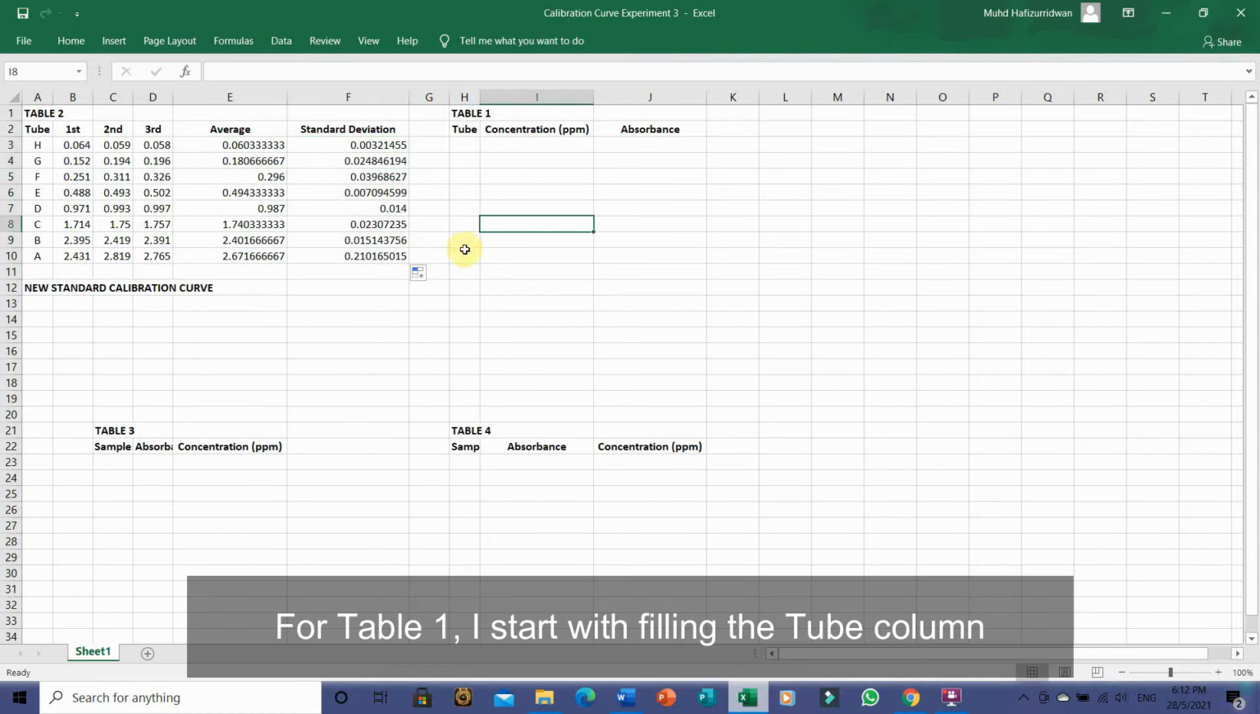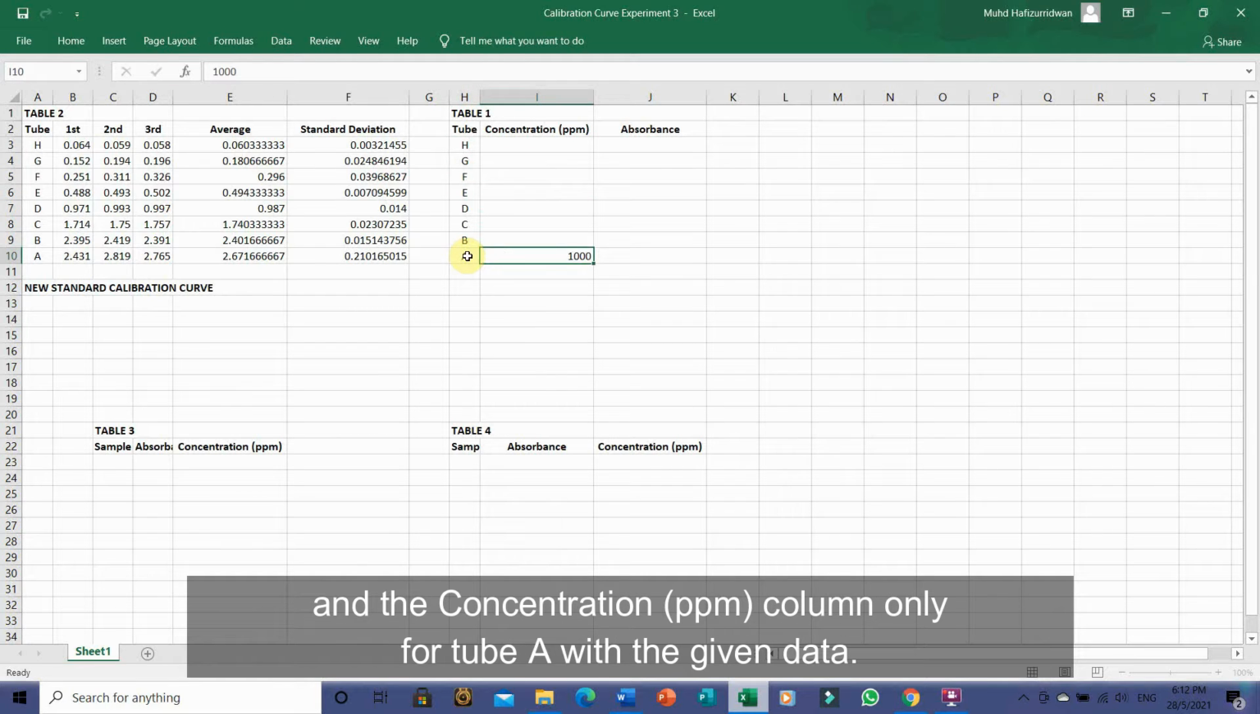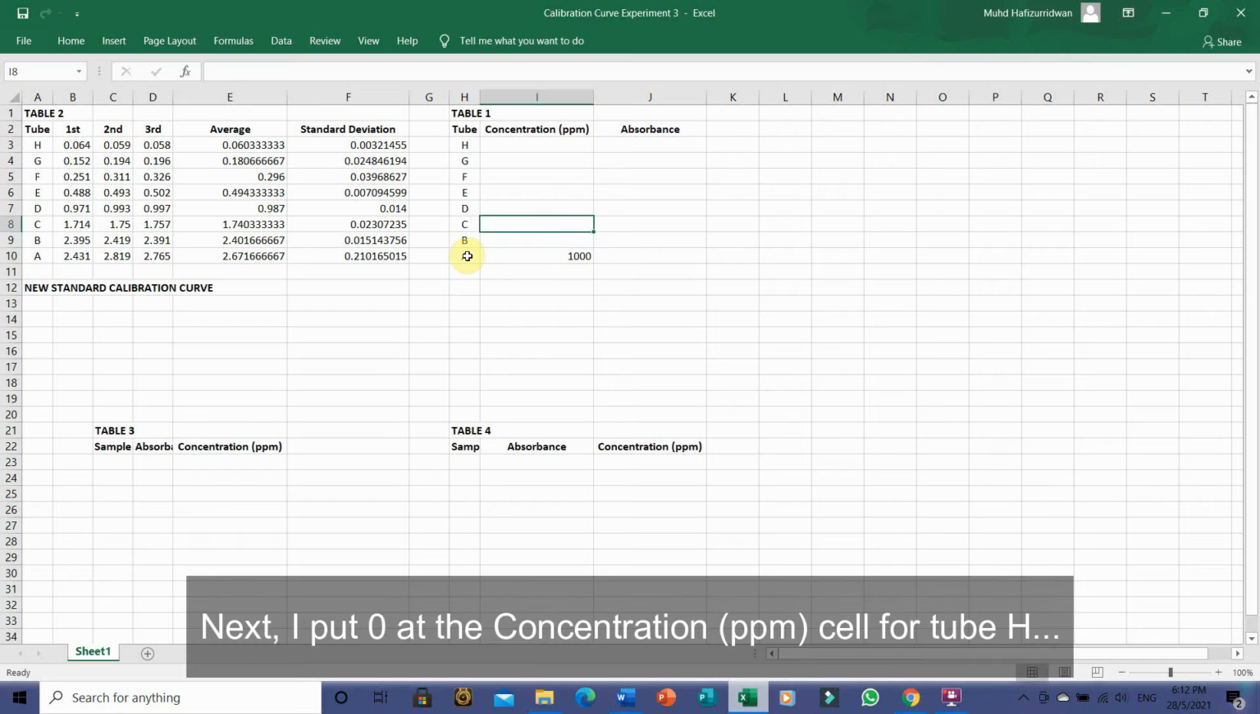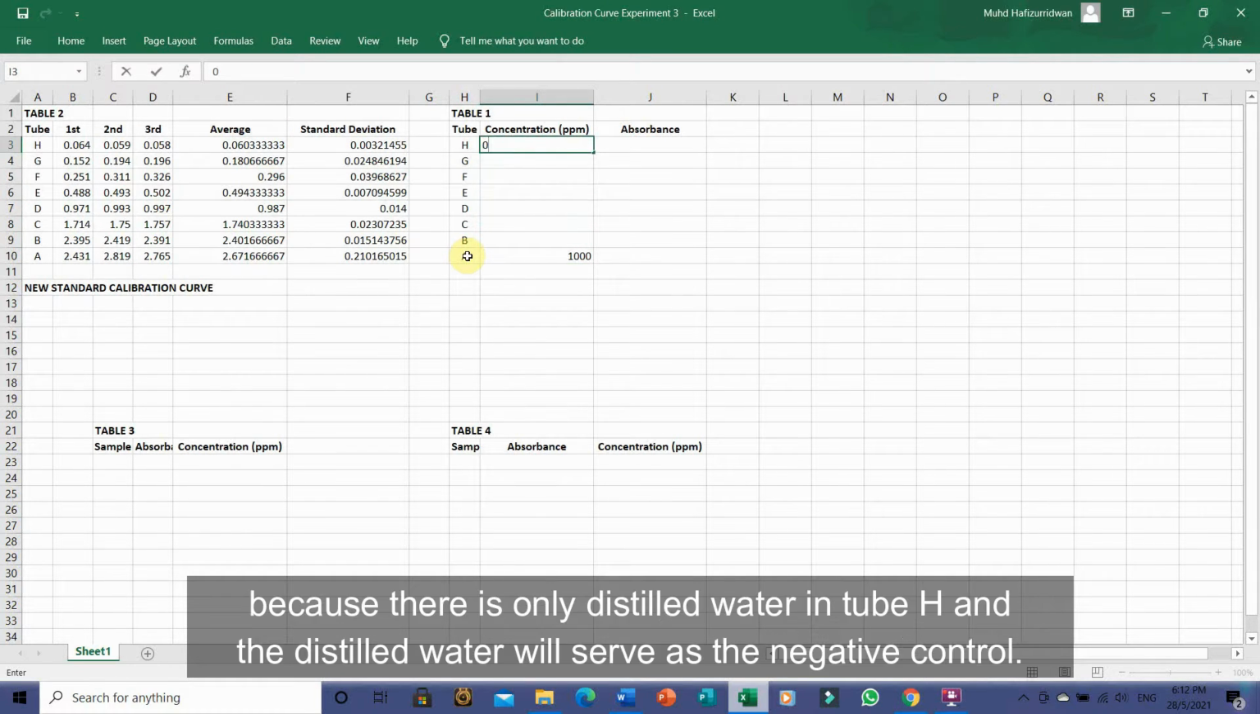For Table 1, I start with filling the tube column and the concentration column only for tube A with the given data. Next, I put 0 at the concentration cell for tube H because there is only distilled water in tube H and the distilled water will serve as the negative control.